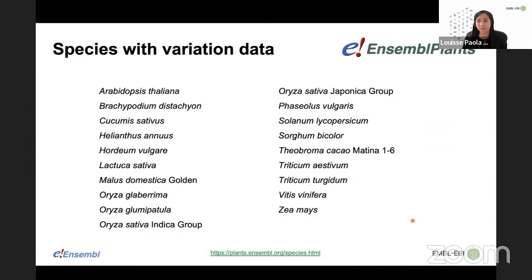In Ensembl Plants, we have variation data for 20 different plant species. These are listed on my slide here. So if you have the slides open, feel free to go through them, but I will also show you how to find them on the browser.